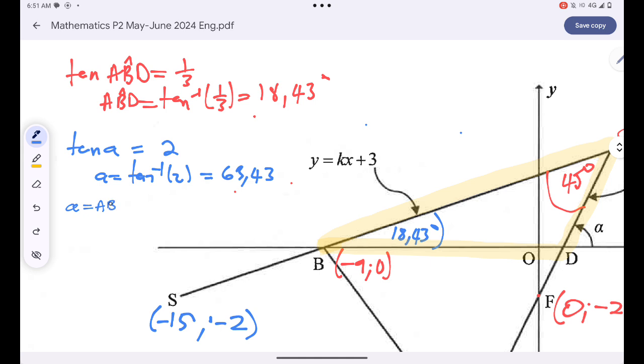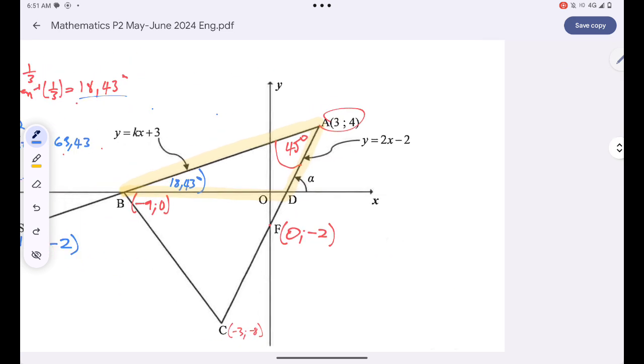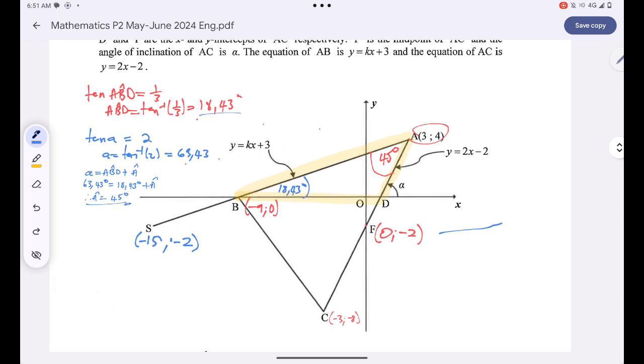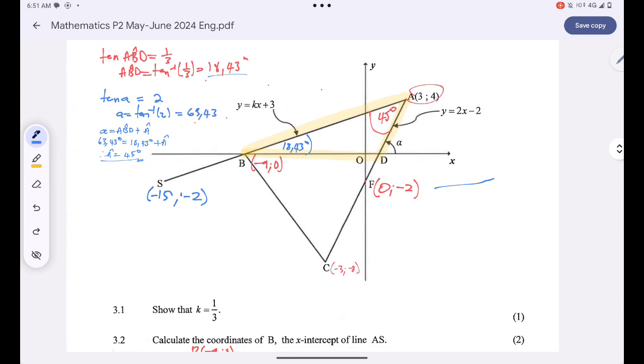angle ABD plus the angle that they want. Let me just call it angle A. So A is 63.43 degrees, and then angle ABD we found it to be 18.43 degrees. So therefore the angle they want will simply be the difference between the two. You'll still get 45 degrees. I believe by writing all of this you'll get 5 marks, because if you wrote just the statement I wrote there, I doubt that you would have been given full marks. But yeah, you still get to the same answer.